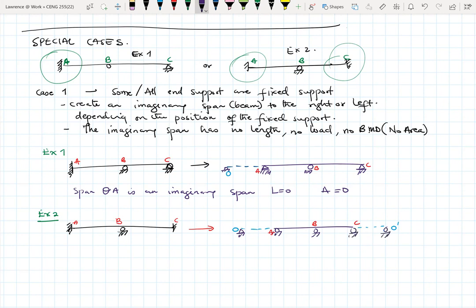So again, span OA, why do I say 0? Span OA and the span CO prime are imaginary spans. So hence their L values, maybe L1, maybe L4, whichever way you want to look at it, are all 0. And their areas will also be 0.